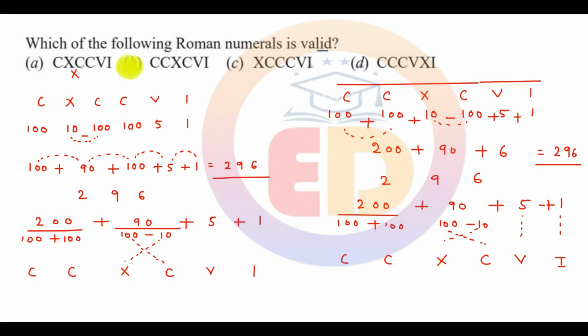You can verify the others, C and D, they will be invalid, because when you convert them to the actual Hindu Arabic numbers and when you write the Roman values, you will find a difference in them, as we have done in the option number A. Correct answer is option B.